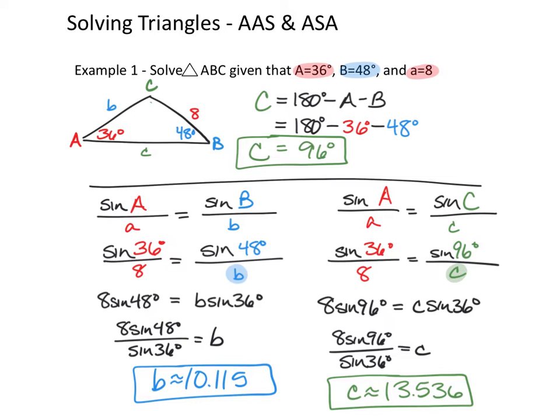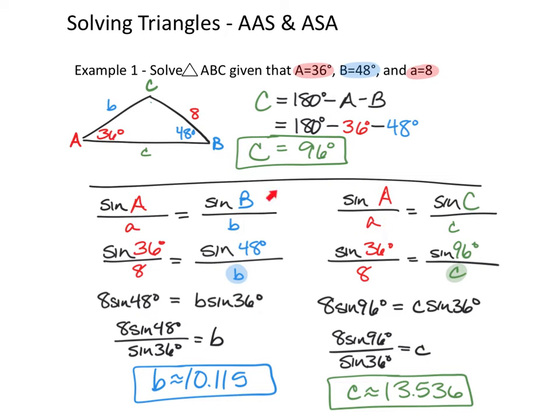So all we have to do is set up two separate proportions. Sine of A over A equal to sine of B over B. Side length B is the only unknown here. We're going to cross multiply and divide to find that side length B is 10.115.